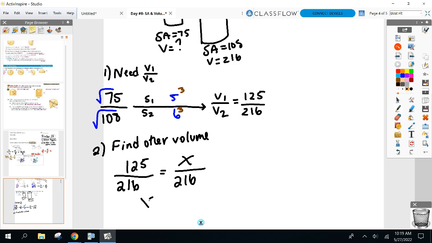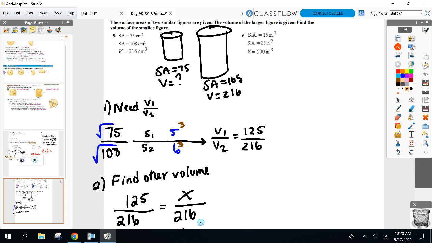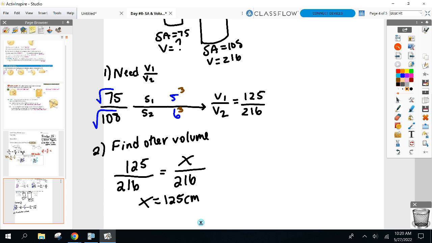And it comes out to be 125. What's my units here? Centimeters cubed. Don't find the volume unless you know the volume ratio.